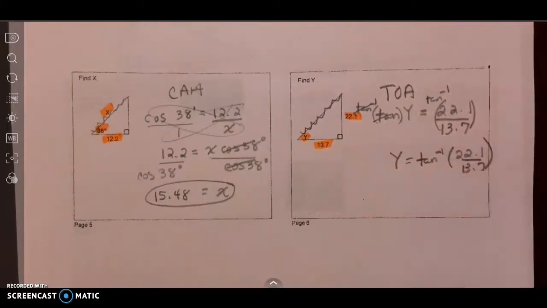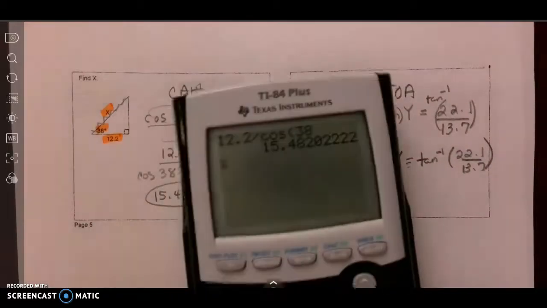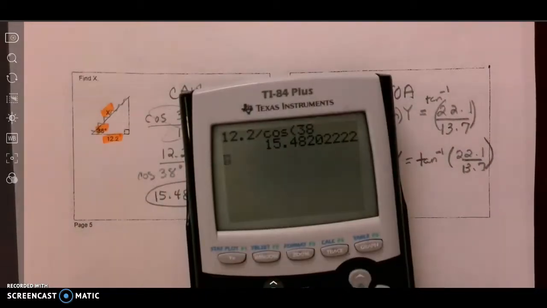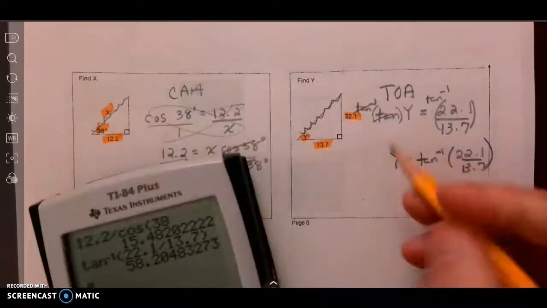So I'm going to put that into my calculator. Inverse tangent, second tan, 22.1 divided by 13.7. And I get 58.2 degrees.